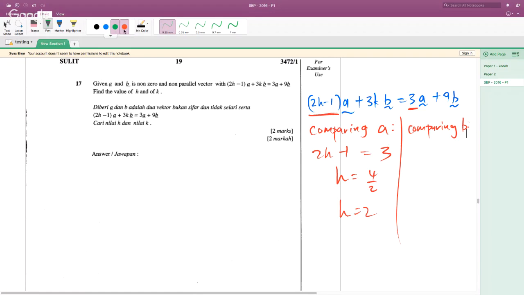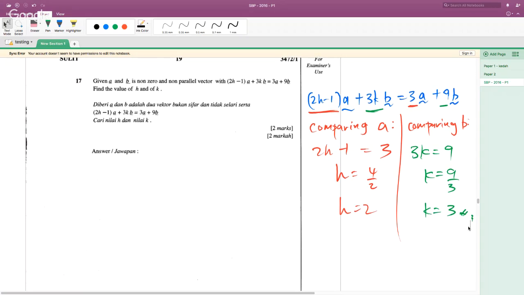That means I will compare whatever is with B. So 3k equals 9. k equals 9 over 3. k equals 3. This one is just 2 marks. It's very easy, you just compare each other.